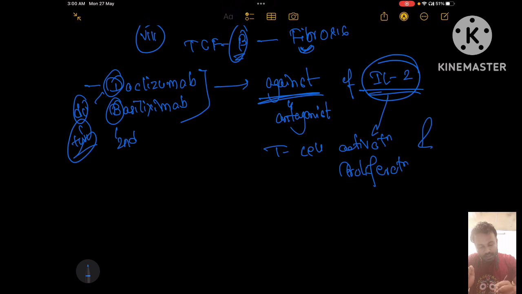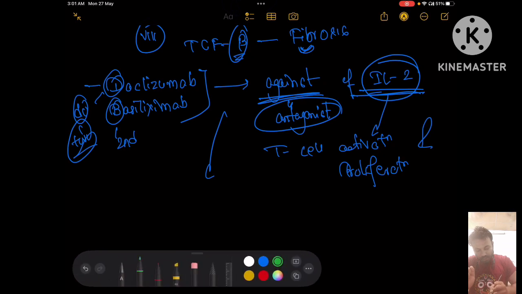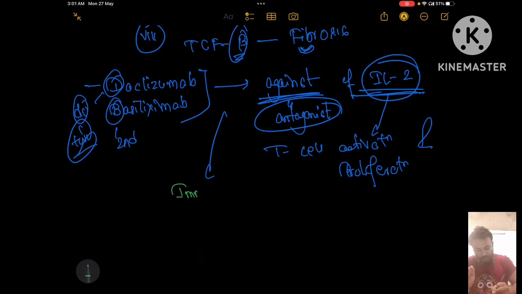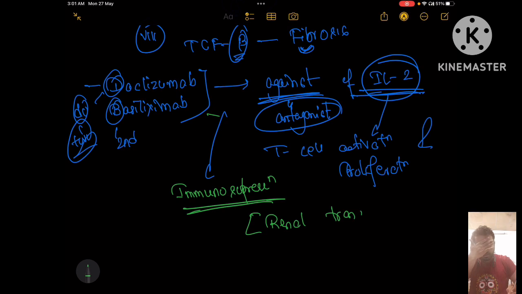So, if it is an antagonist of interleukin 2, it causes immunosuppression. It is used in renal transplantation.